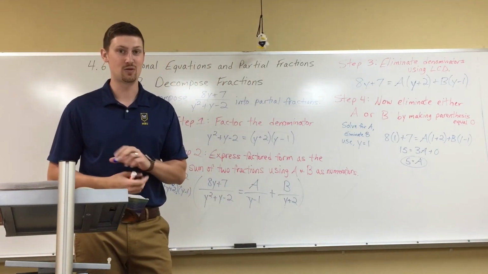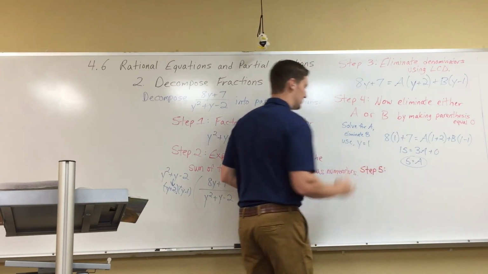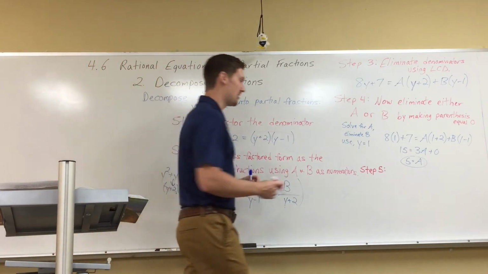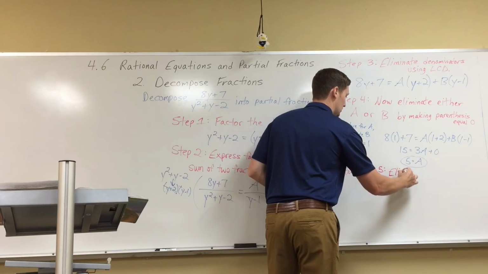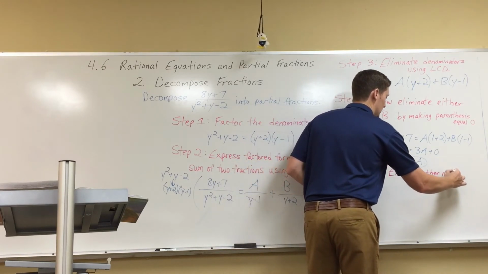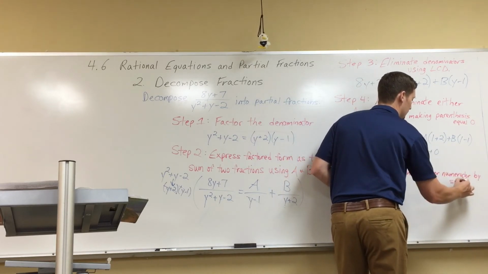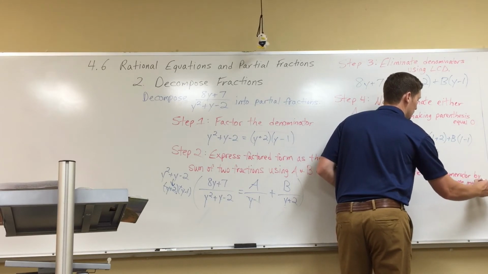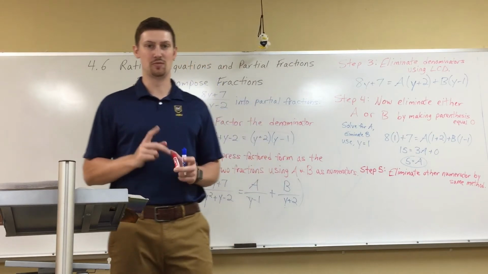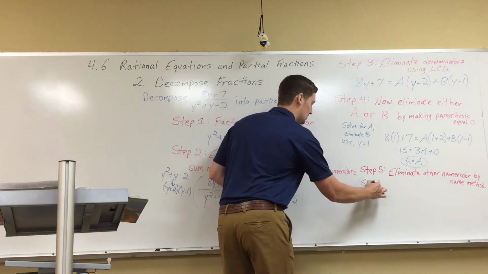That's half. Find b and we're done. Step 5: eliminate the other numerator by the same method. Remember, numerator means the top part of the fraction. We're almost done. Thanks for sticking with us. I know it's a little longer today. Solve for b, eliminate a.